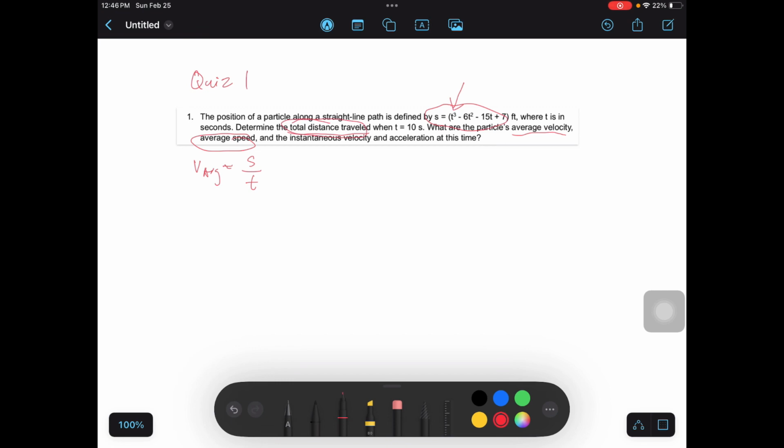So, anong difference ng average speed and average velocity? So average velocity, it's displacement over time. Average speed, it's the total distance over time. So, doon natin kailangan yung total distance. Pero, sagutan natin yung mga madadali muna. Let's get average velocity muna.